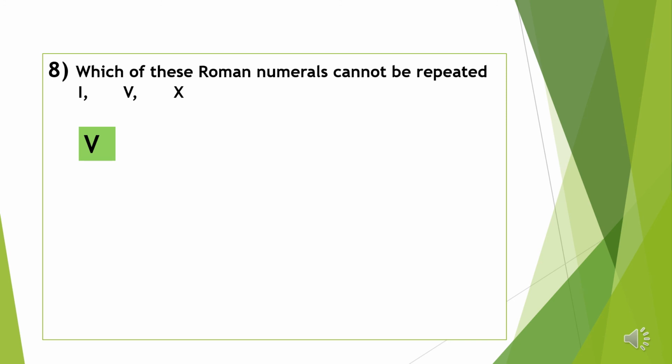And we know X also can be repeated. 1 X means 10. 2 X together forms 20. 3 X together it is 30. So when we write V, it represents 5. But 2 V together, there is no number. So that is meaningless. So the numeral that we cannot repeat is V. Is it clear to you? Okay.